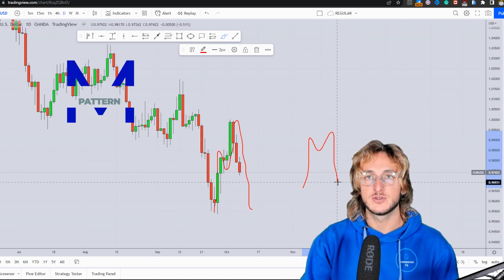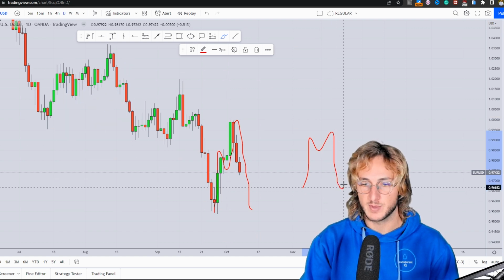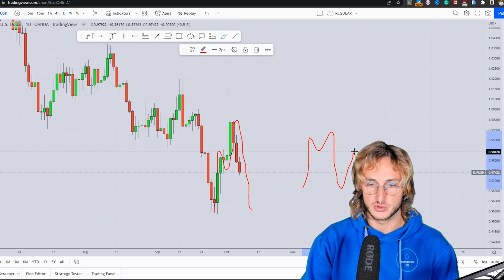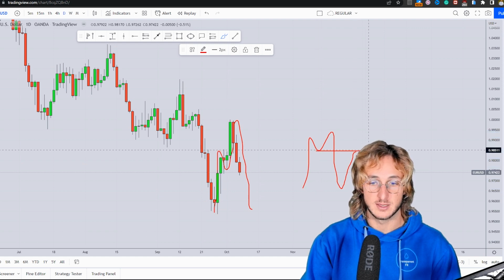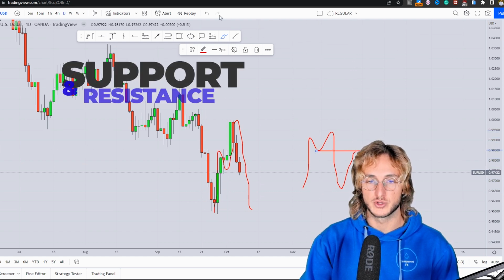Now, in general, after the creation of an M pattern, what you would expect is for the market to create a rejection to the upside to go and complete the pattern at the previous support turned resistance.